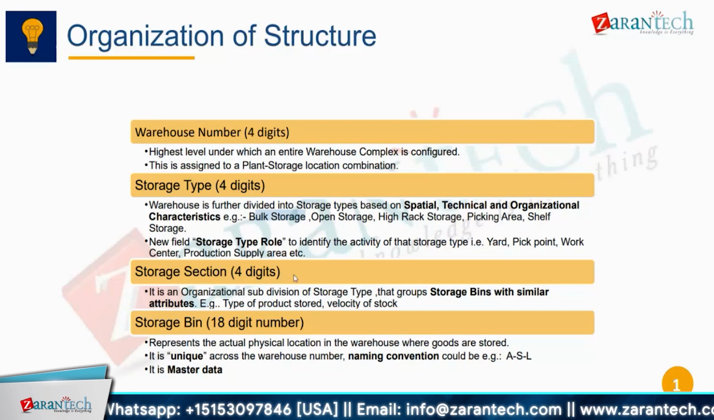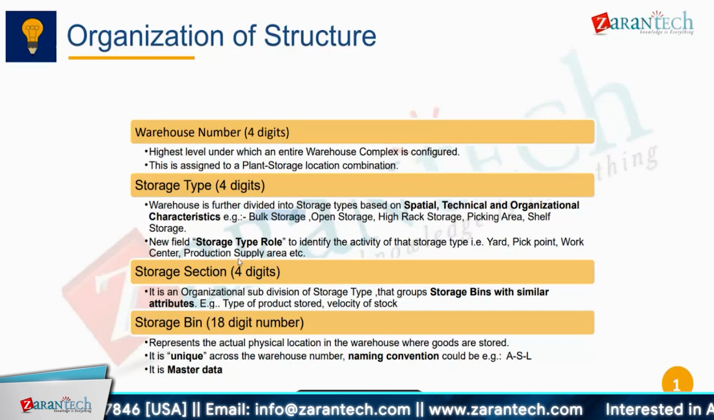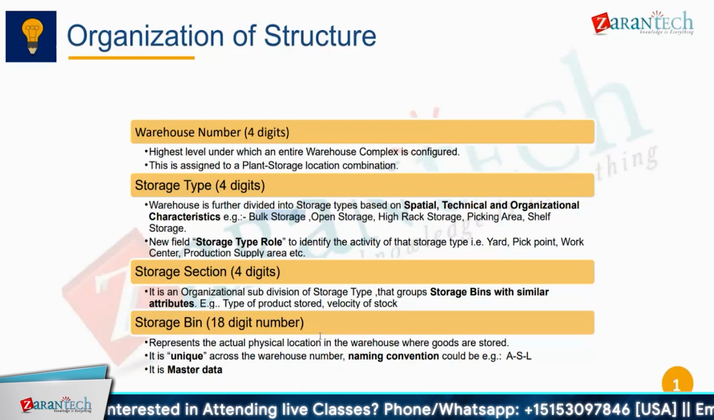And that grouping of those bins is called a storage section. So it will be one level below storage type, but it will be combining some of the storage bins. Then the lowest level in this hierarchy is the storage bin. So storage bin is the actual location where your product will be stored. So you will have a bin number, and then you can locate that, okay, this product is in this specific bin.